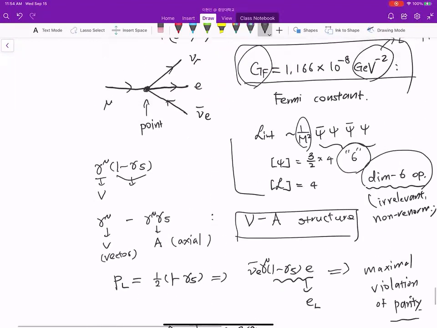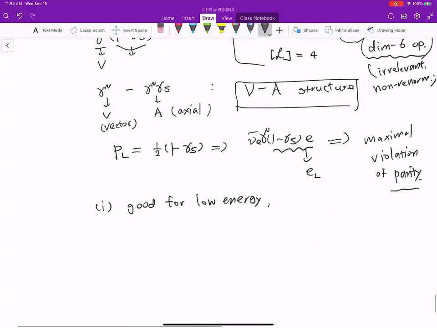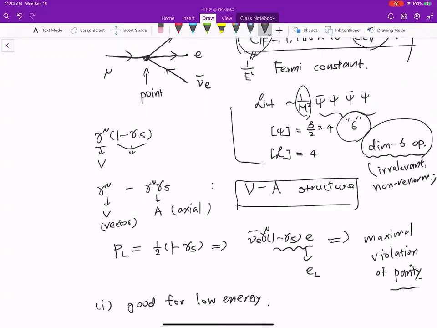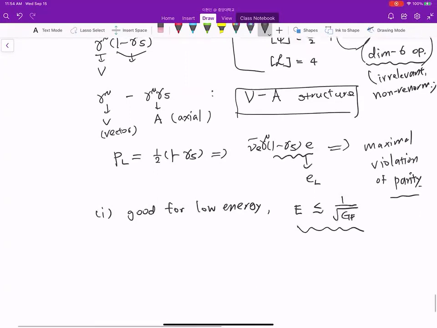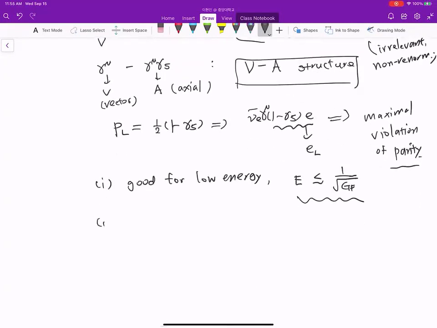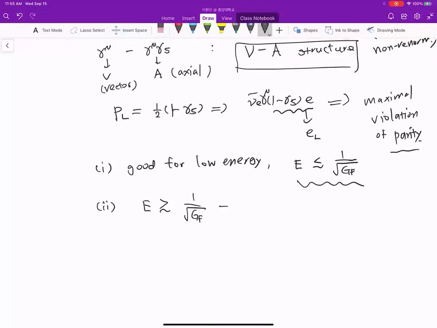You can identify the energy scale from this Fermi constant. So if energy is smaller than the inverse Fermi, below that scale, it is a good description for low energy physics. But if energy is greater than this energy, then it's not a good description anymore.